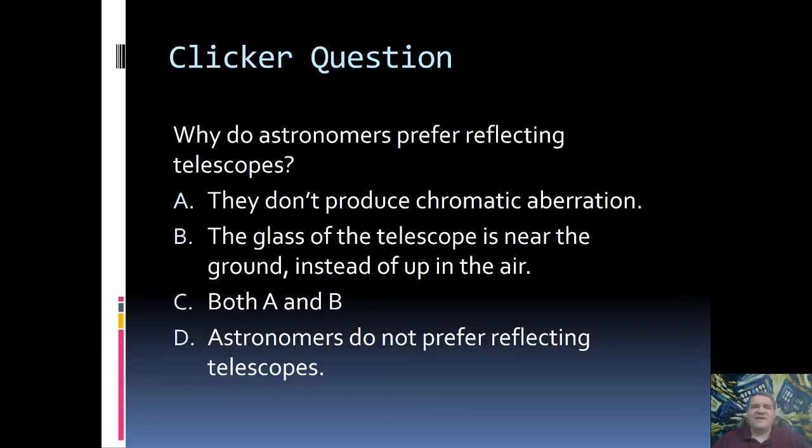All right, so here is our third clicker question. Why do astronomers prefer reflecting telescopes? A, they don't produce chromatic aberration. B, the glass of the telescope is near the ground instead of up in the air. C, both A and B, or D, astronomers do not prefer reflecting telescopes. Go ahead and think about it, and we'll discuss in just a bit.